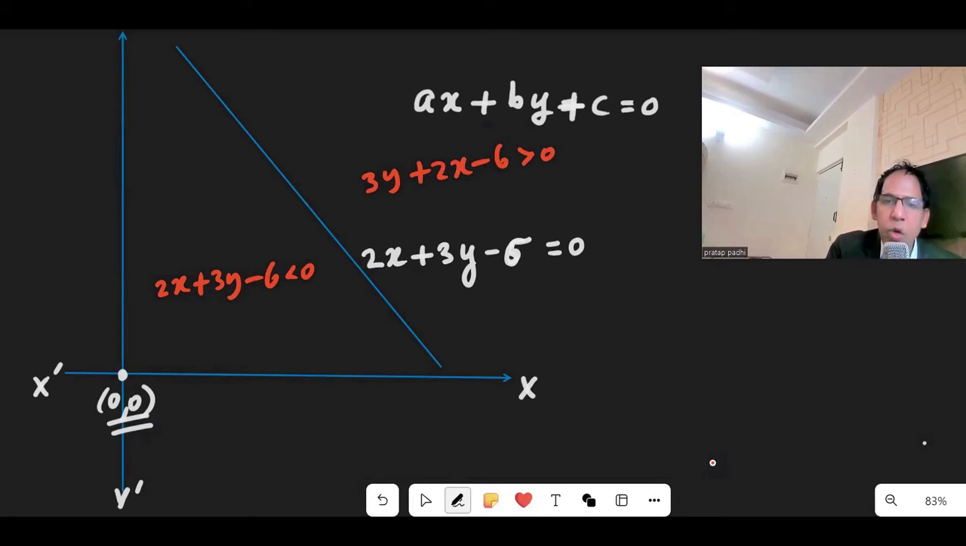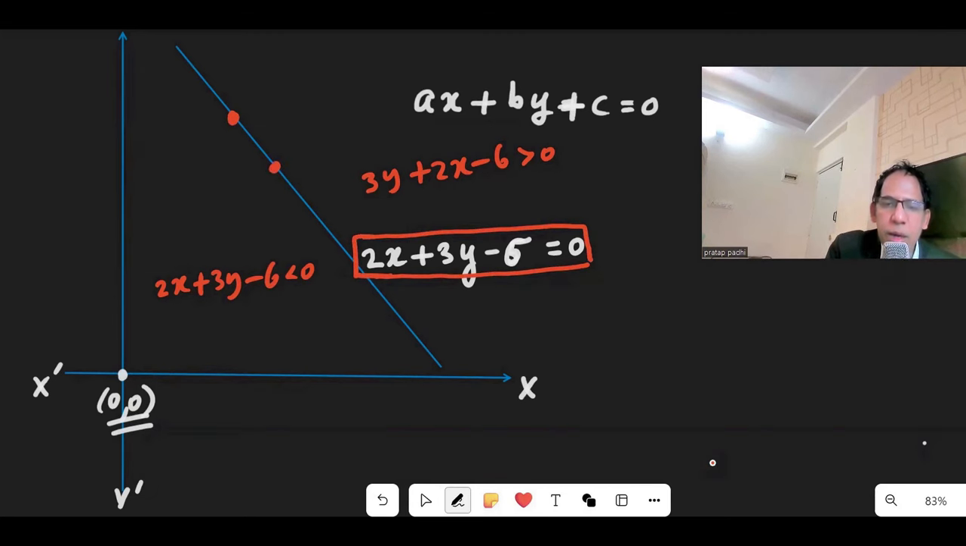That way, we'll be able to get two sides. On this line, you take any point, okay? On this line, if you take any point, that will satisfy this equation, 2x plus 3y minus 6 will be equal to 0, because equation of a straight line means the relation between x and y. This line gives the relation between x and y. You take any point, the relation is this.